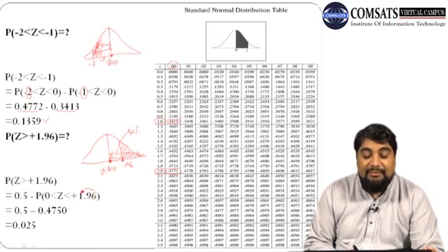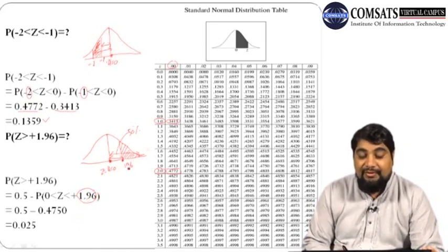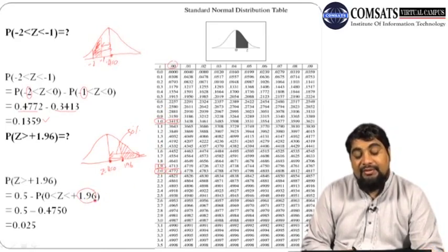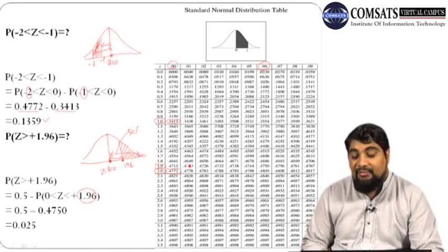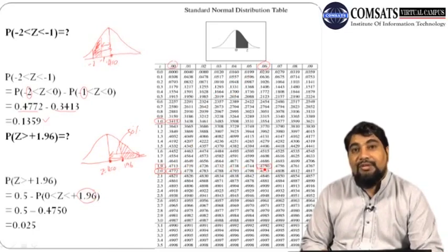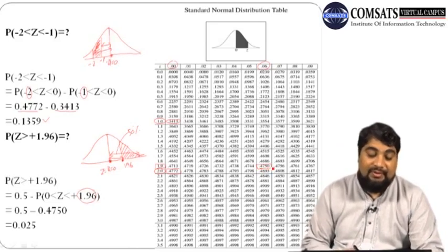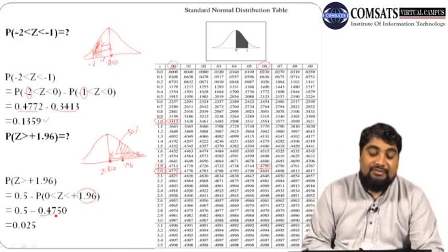Now look up this number in the standard normal distribution table, which is 1.96. So it means we need to look up 1.9 here, and then we have this 0.06. So 1.9 and 0.06. This is the required number, which is 0.4750. So subtract this number from 0.5, we get 0.025.